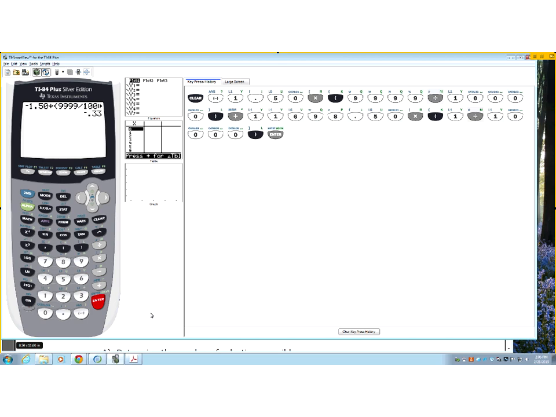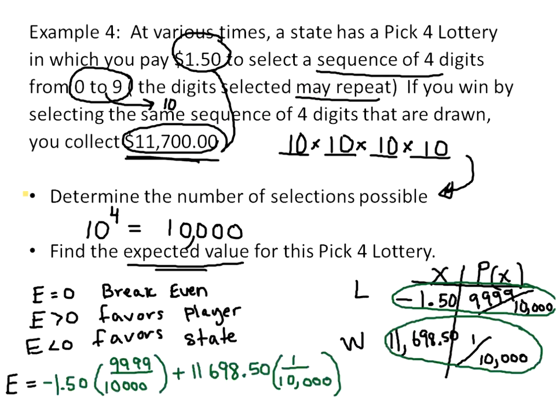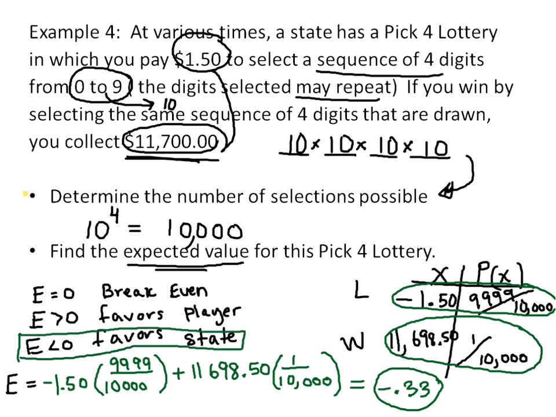Notice that my probabilities were in parentheses. All right, so it is 33 cents, negative 0.33. And since our expected value is negative, it favors the state.